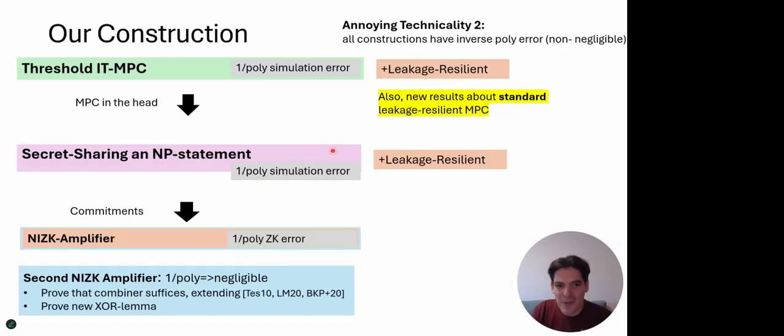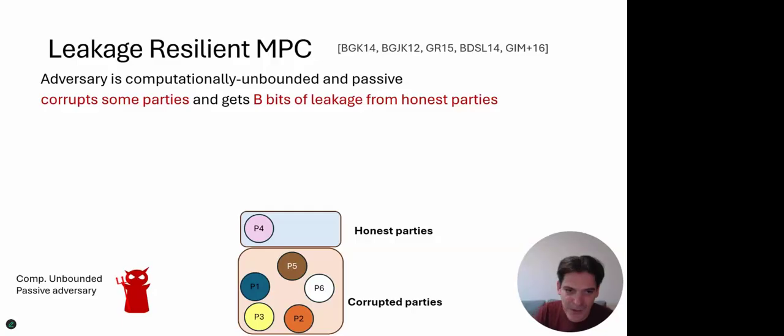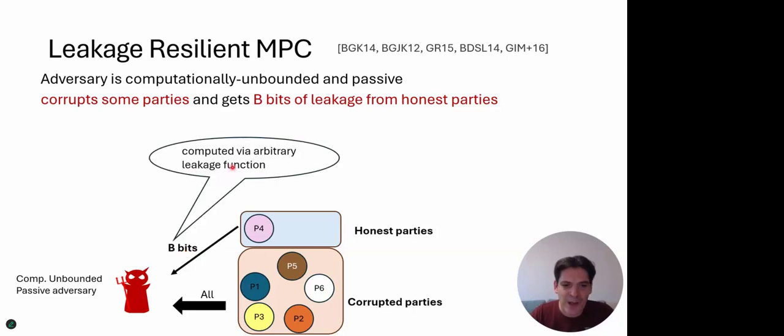But let me mention that when we construct this funny MPC, along the way we also construct a standard MPC which is leakage resilient, and I want to talk about this result for the last few minutes of this talk. So leakage resilient MPC: we are thinking about the setting where the adversary is computationally unbounded and passive. As usual, it can corrupt some of the parties, so it gets to see all the view of these corrupted parties. But in addition, it gets some bounded leakage from each honest party, say B bits of leakage, where B is some parameter. This leakage can be computed by applying an arbitrary leakage function on the view of this honest party.